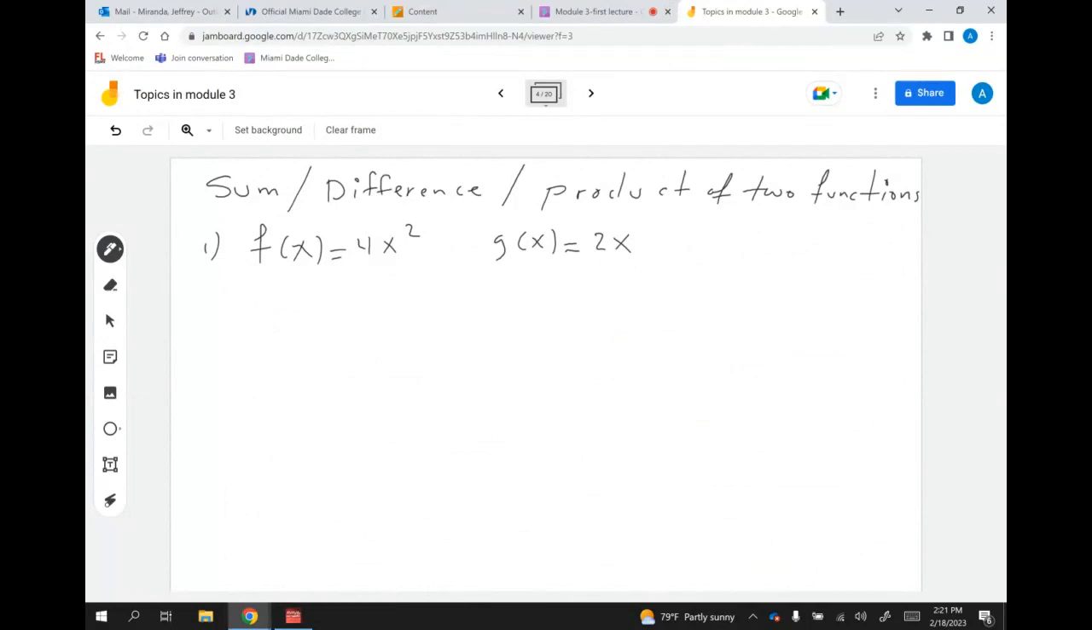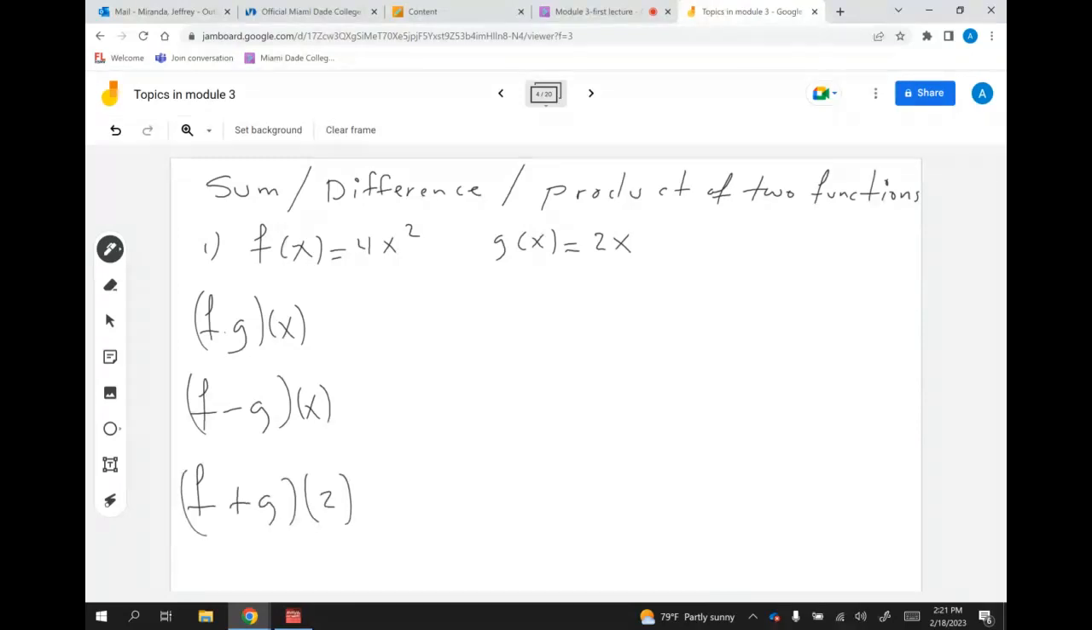It says, find the product, find the difference. Oops, sorry, a mistake. Not ready yet. That's the difference. And also they want us to evaluate this function at 2, but notice how they write it. So don't get freaked out by this. It's actually not bad. So what does this mean? Let's do the first one, A, B, and C.